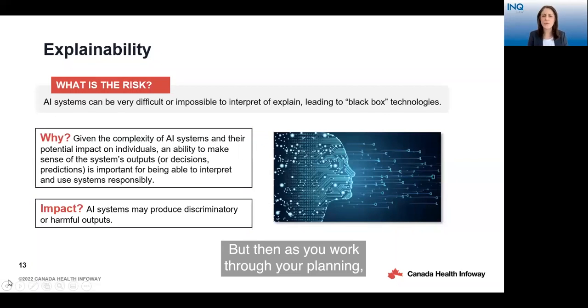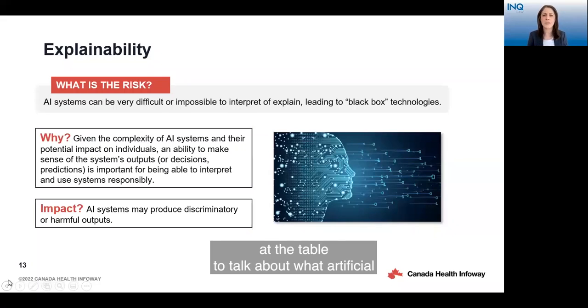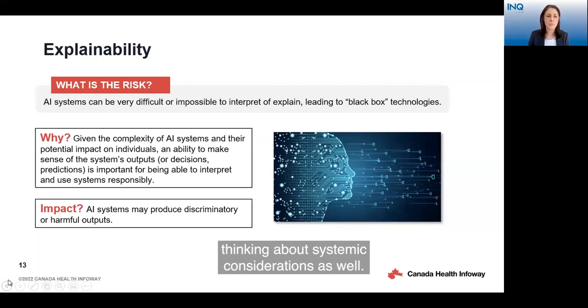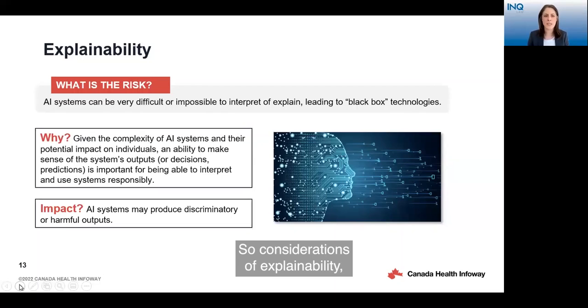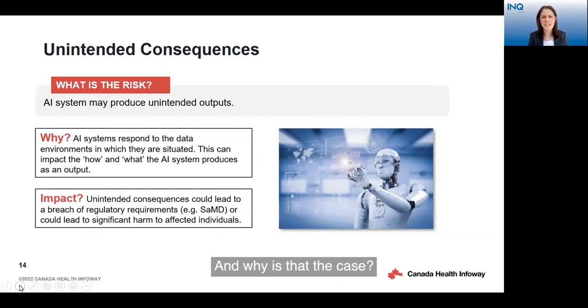But then as you work through your planning and you identify the key players that need to be at the table to talk about what artificial intelligence technologies might be used to address some of those pain points that exist within the organization, really touching on module 3, we find that we need to be thinking about systemic considerations as well. So considerations of explainability and what I would like to speak to you about, which includes considerations of unintended consequences. So what do we mean by unintended consequences, and why is that the case?